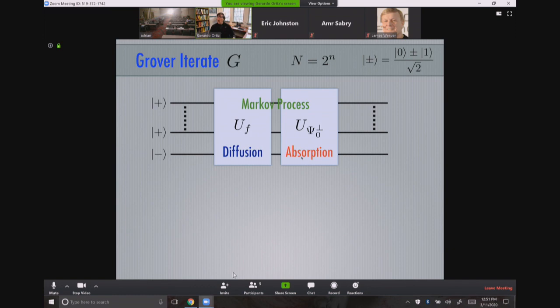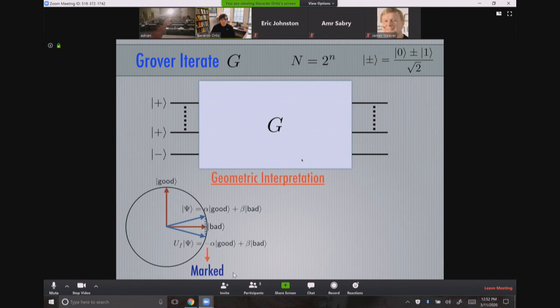Because essentially, the mark element is some sort of potential, like an impurity potential, where you start with a wave function that is uniform everywhere, and the wave function accumulates. So that's what the thing is doing. I will skip this. There is a geometric interpretation that is very interesting.